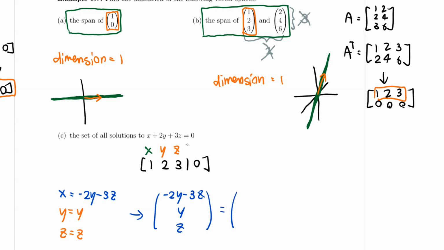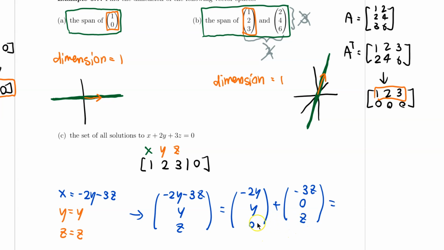And I can rewrite this as (minus 2y, y, and then 0), plus (minus 3z, and then 0, and z). Here, I separate the y and the z, so this should be 0 and z. So here I have separated the y and z from each other.